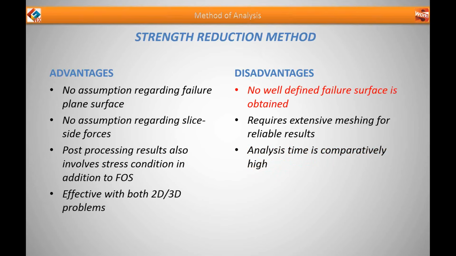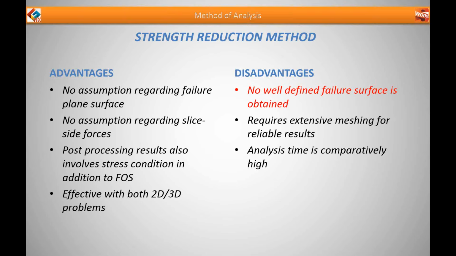Now with the strength reduction method, all the assumptions regarding failure plane surface and slice side forces are removed. Also in the post-processing results, you obtain the stress conditions like the displacement, the horizontal displacement, the effective stress condition in the embankment, in addition to the factor of safety. And it is effective with both 2D and 3D problems.